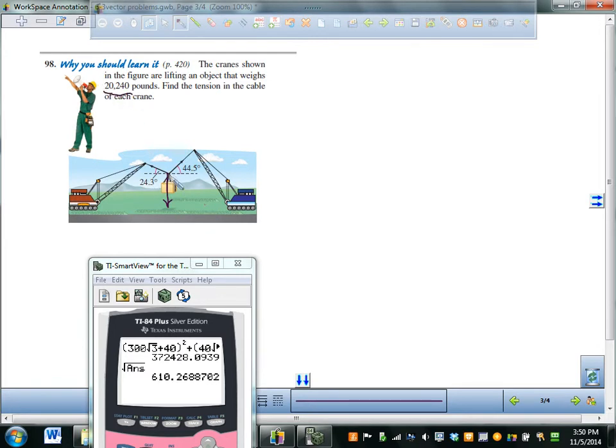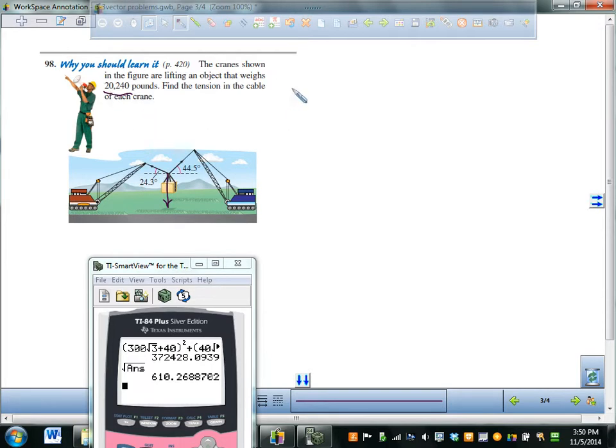2,240 pounds and it's not moving anywhere, then these cables are in static equilibrium. And the basis for this problem, since it's not moving left or right, is that the x components left and right are equal to each other, and the two y components of these cables have to equal the vertical component of this box, which is going straight down at 2,240 pounds.